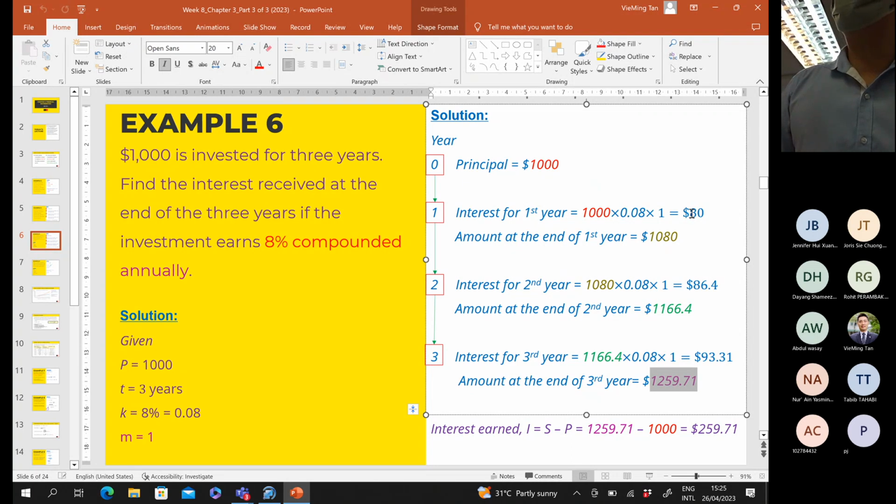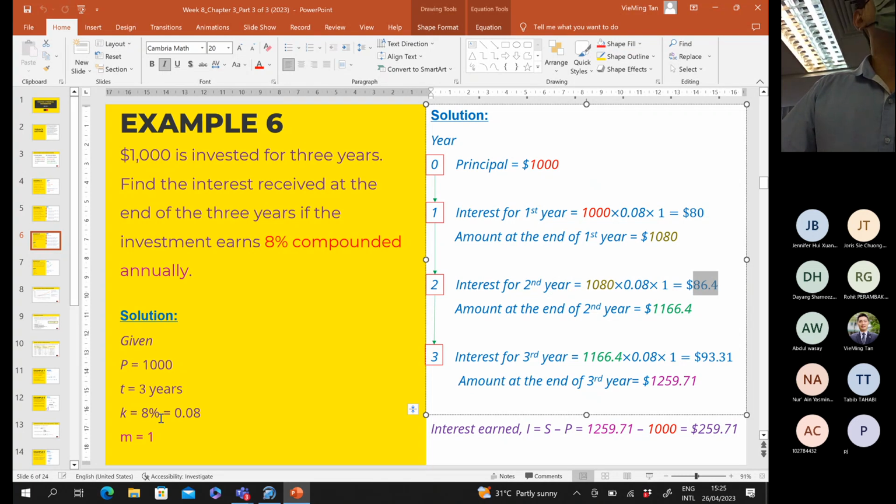So you may find that for compound interest, the interest earned every year is getting bigger and bigger, right? Year 1, interest earned is 80. Year 2 is $86.40. Why? Because the interest earned in year 1 can also help to generate interest. That's why year 2 interest earned is also bigger now, right? And then year 3 is even bigger, because the year 1 and year 2 interest earned can also help to generate interest in year 3. Okay. So far so good, okay.